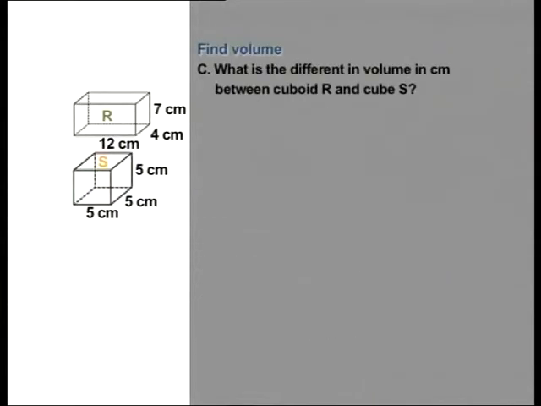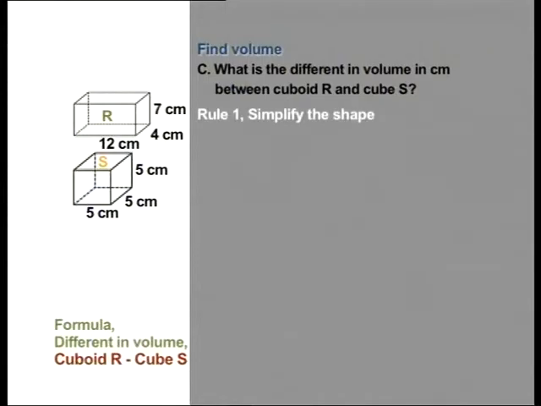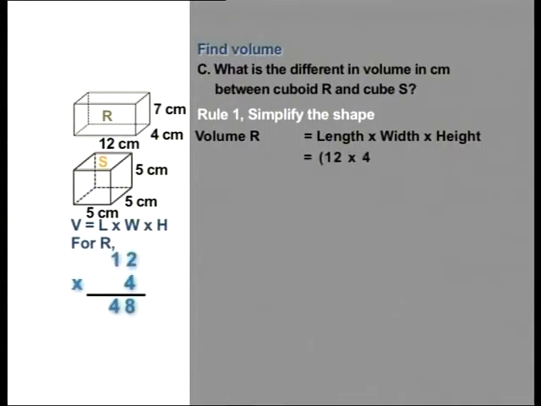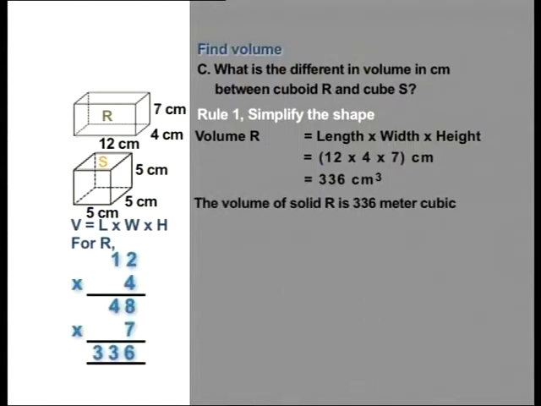What is the difference in volume in centimeter between cuboid R and cube S? To find the difference in volume between cuboid R and cube S, we need to subtract cube S from cuboid R. But before that, we need to find the volume of each solid. Simplify the solid. Volume R is equal to length multiplied by width multiplied by height. 12 multiplied by 4 equal to 48, and 48 multiplied by 7 equal to 336 centimeter cubic. The volume of solid R is 336 centimeter cubic.